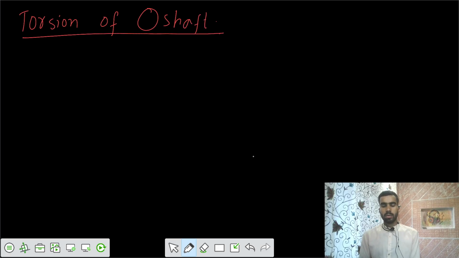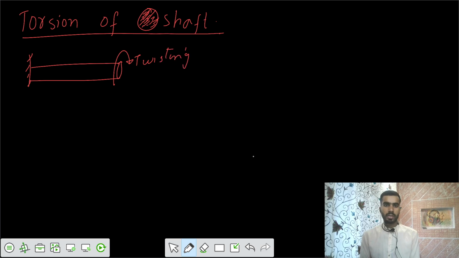Today, our topic is the torsion of circular shaft. We use a circular cross section, and the shaft is formed. That is the member subjected to a torque, or we can say twisting moment. So torsion means twisting of the member.